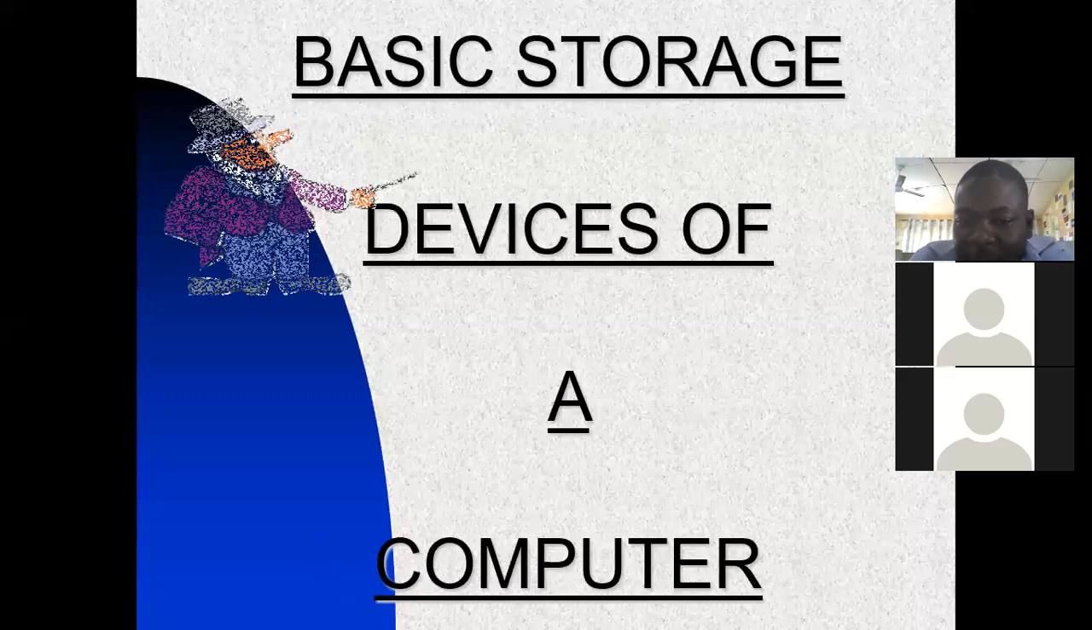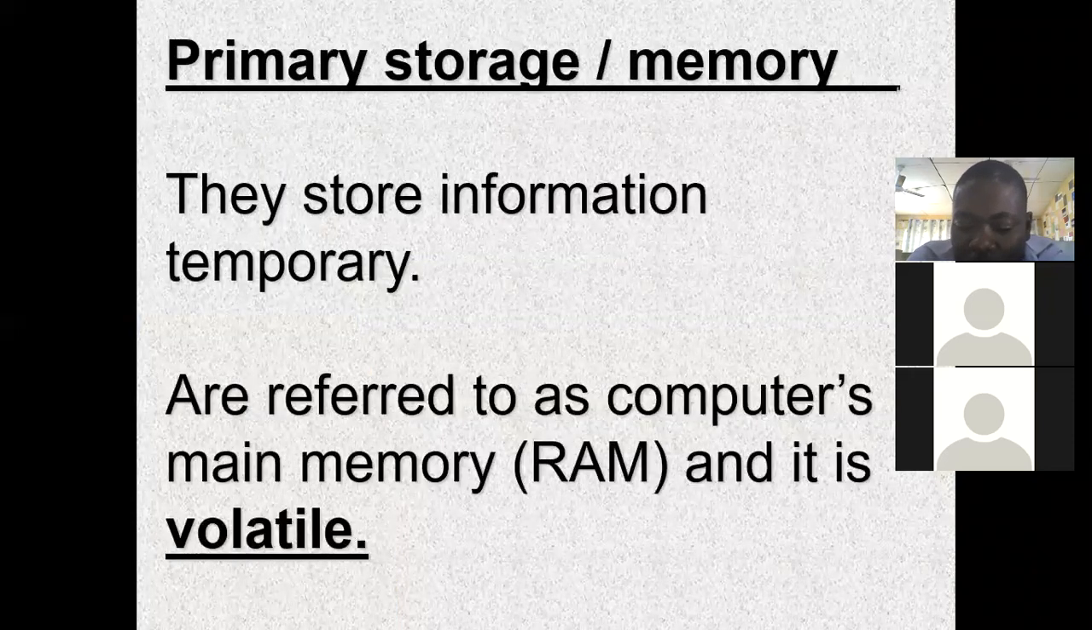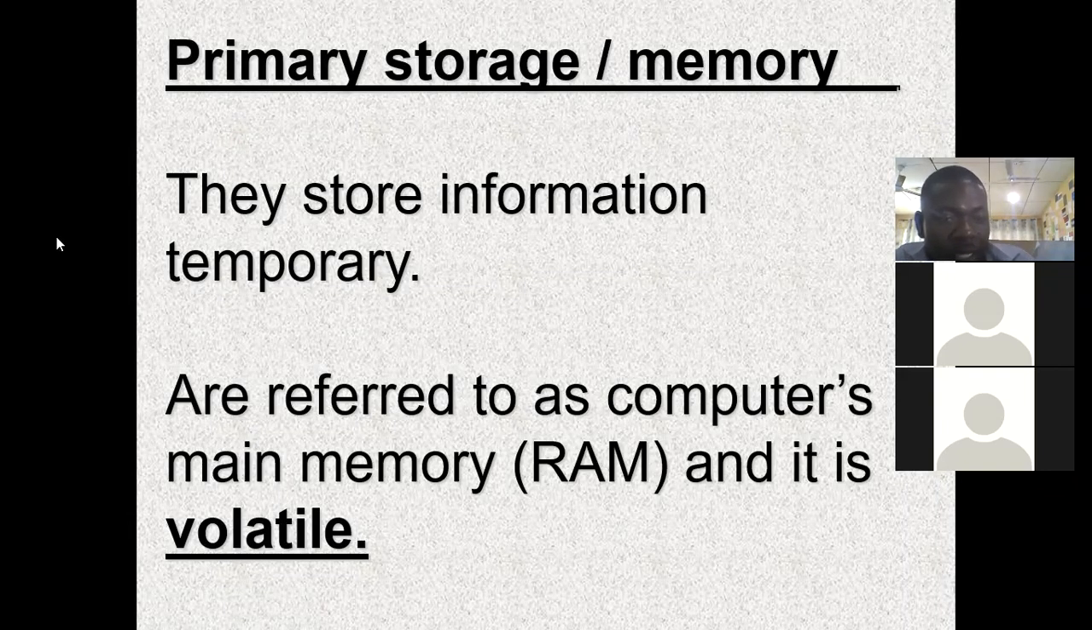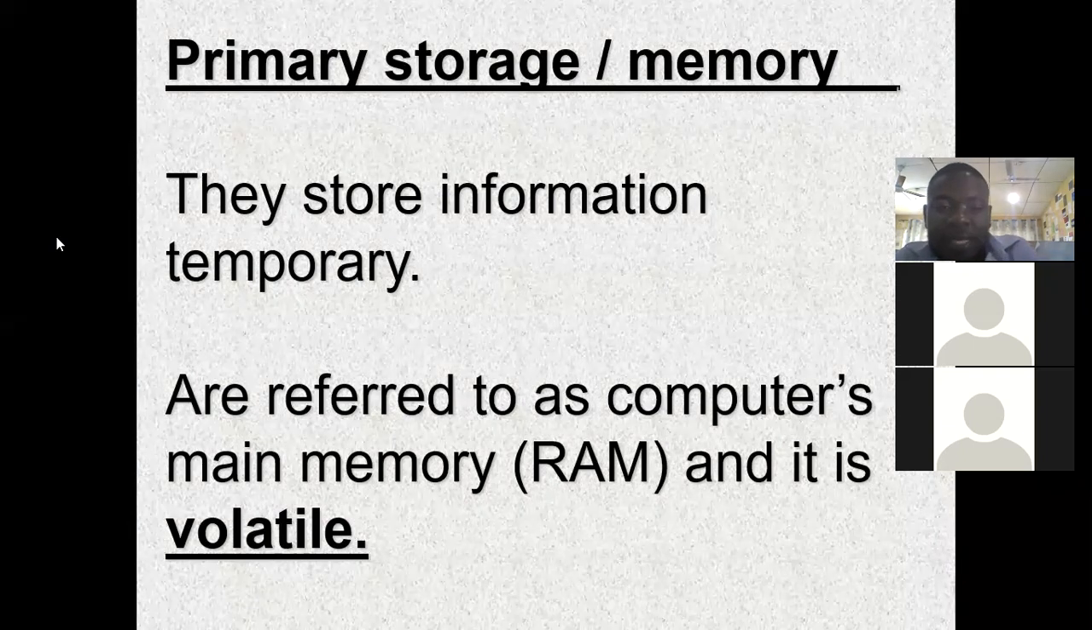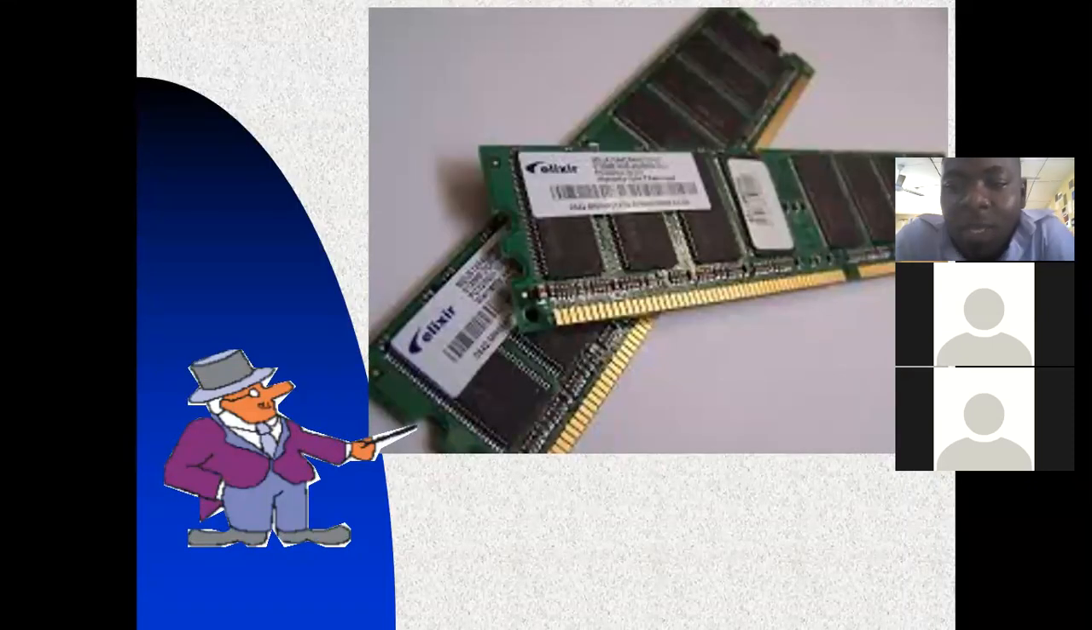Okay. Now the last time we looked at the basic storage devices of a computer. I explained storage. I gave you the difference between a primary storage and a secondary storage or secondary memory. We looked at what a primary storage is, as well as a secondary storage. We looked at some examples of primary storage memory or primary storage devices. Then we went ahead to talk about the RAM.